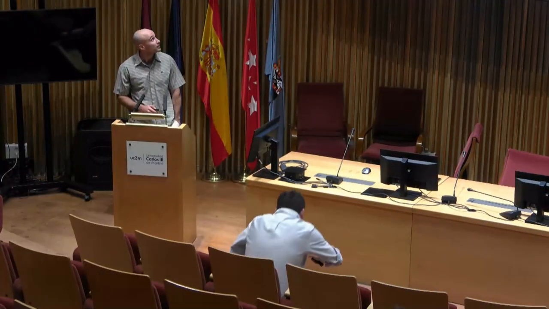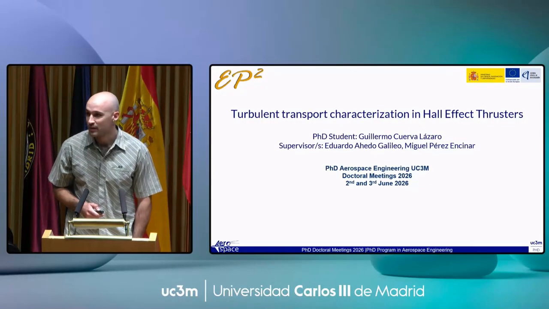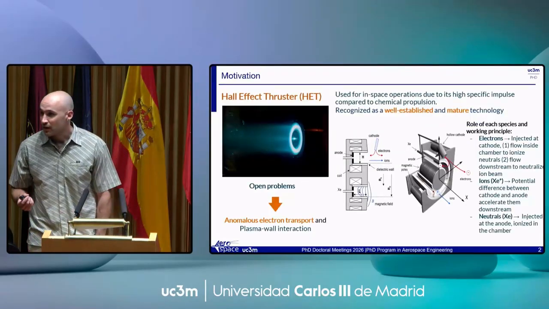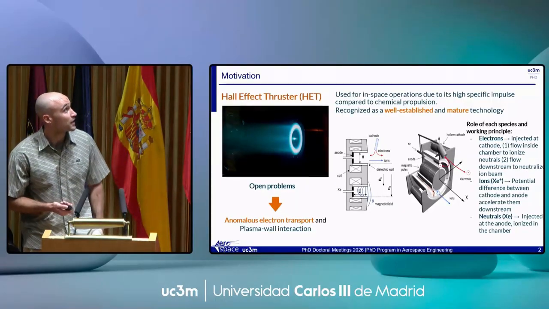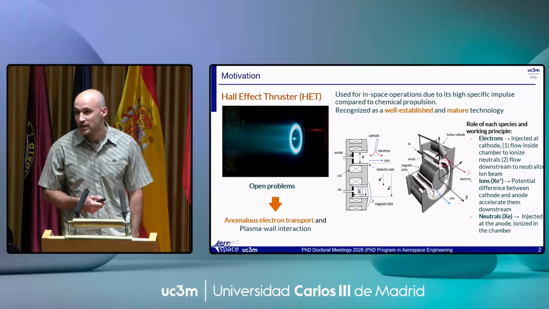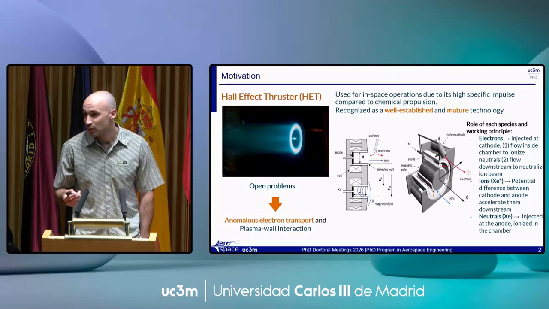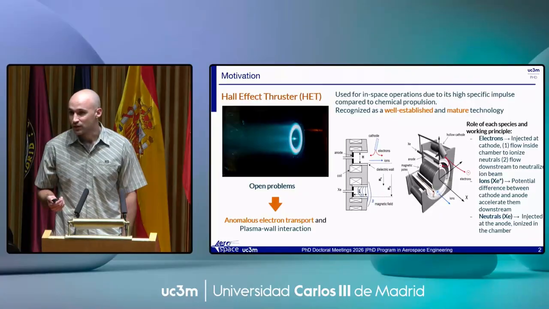My name is Guillermo Cuerva, and today I'll be presenting my advances on my thesis, Turbulent Transport Characterization in Hall Effect Thrusters, supervised by Eduardo Aedo and Miguel Pérez Encinar. We have talked in the last couple of presentations about Hall thrusters, which are used for in-space operation due to their high specific impulse, and it's a very mature and well-established technology. However, there are two main open problems, which are the anomalous electron transport and plasma wall interaction.